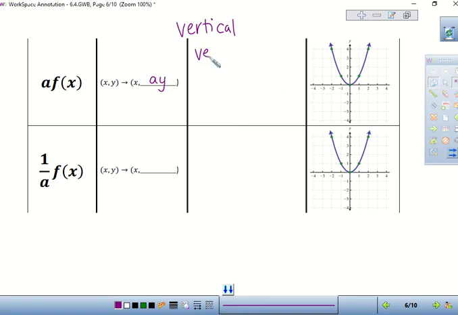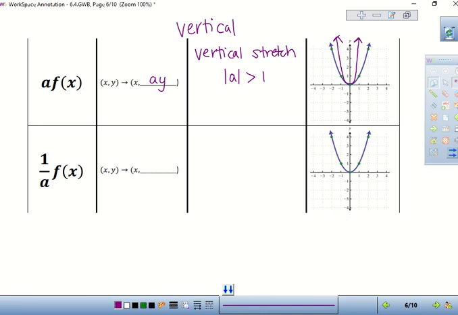So this is what we call a vertical stretch. And this occurs when the absolute value of a is greater than 1. So that means that it actually makes your function more stretched out in the vertical direction. So if you were to stretch it this way, okay, that's how it's affecting the graph.